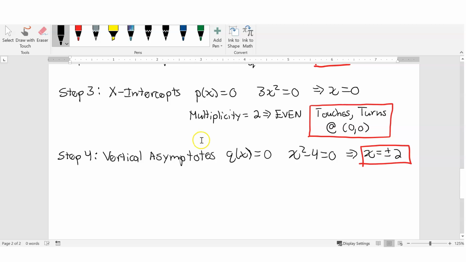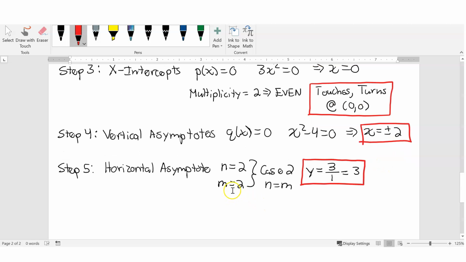In step 4, we find the vertical asymptotes. Again, we'll set our denominator expression q of x equal to 0. Setting x squared minus 4 equal to 0. Of course, you could factor this to x plus 2, x minus 2, but those will be your solutions for vertical asymptotes. We'll have 2, one at positive 2 and one at minus 2.